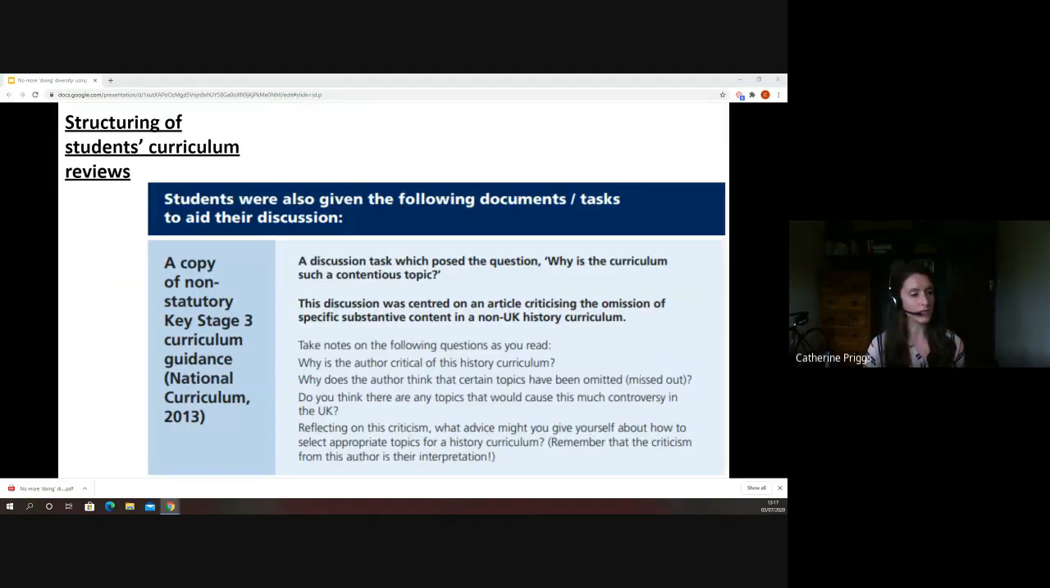And then we also said you may want to look at these, but you may choose to just look at the first bank of resources. So first was the non-statutory Key Stage 3 curriculum guidance from 2013, and the second was an article that discussed where the author thought a history curriculum in a different country had gone wrong, and that was basically down to content choice. And we thought that would really inform their view about why curriculum construction is such a contentious issue.